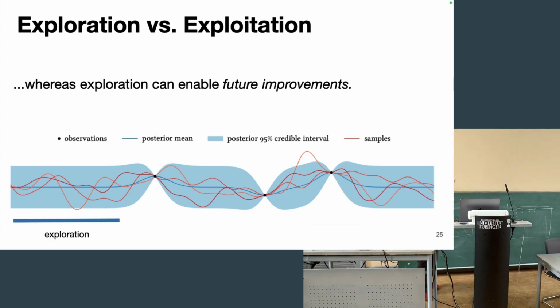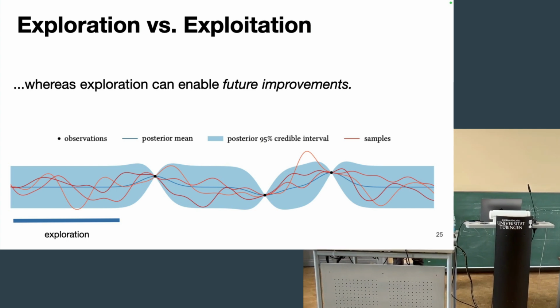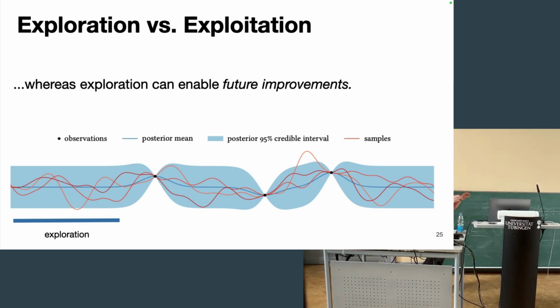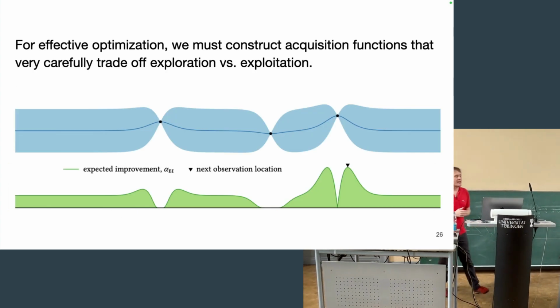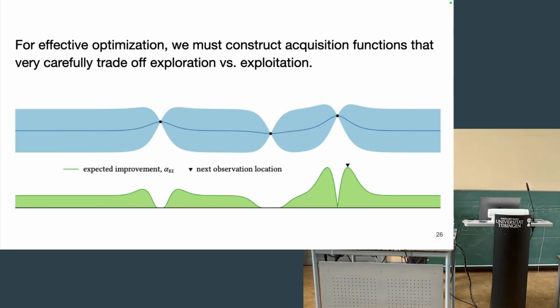Whereas exploration can help enable future improvements. So if I explore somewhere relatively uncertain, then either I could find maybe a surprisingly high value, which might lead to further investigation in that region, or I might not see anything interesting, in which case at least I now have that knowledge to help guide future experiments. So I've got this classic trade-off between exploration and exploitation. And it turns out to do optimization effectively, I need to very carefully manage that trade-off.